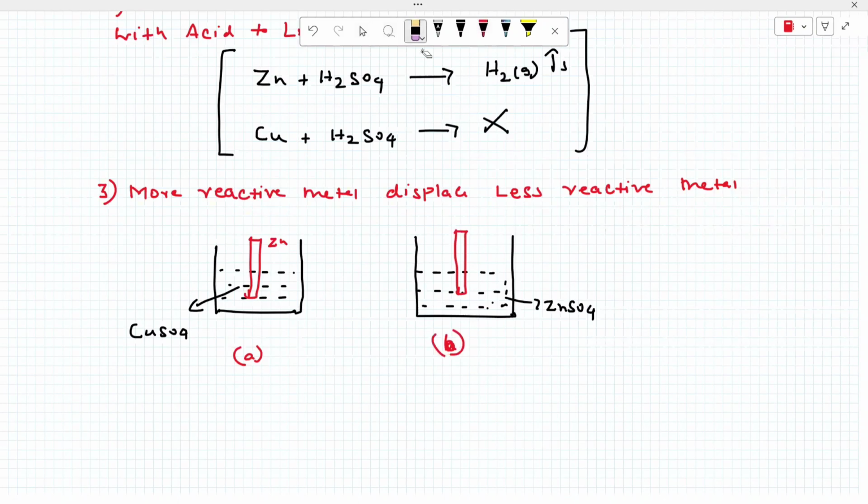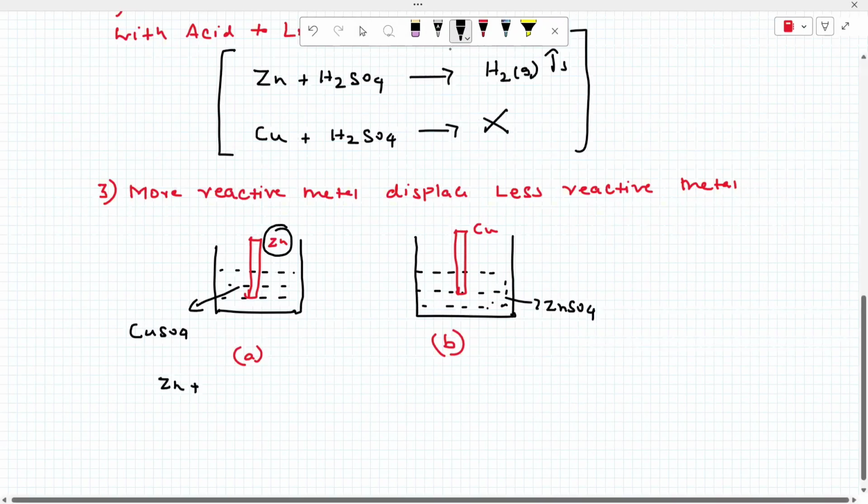Which undergoes displacement reaction? Zinc. Why? Zinc will displace copper from copper sulfate, sir. Listen. This zinc is more reactive, so this zinc is going to displace copper from copper sulfate. Zinc can react with copper sulfate, displacing the copper ion and forming zinc sulfate. Yes or no?